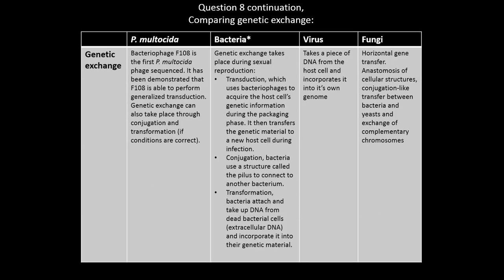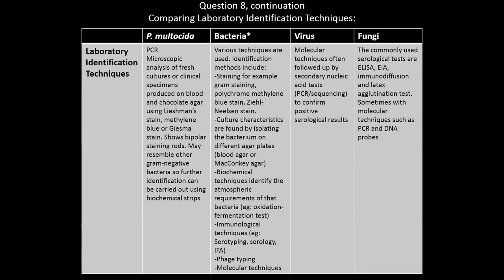Looking at genetic exchange, in P. multocida, bacteriophage F108 performs transduction, but conjugation and transformation can also take place. Other bacteria also use conjugation and/or transformation for genetic exchange. Viruses take a piece of DNA from the host cell and incorporate it into its own genome. Fungi use horizontal gene transfer.